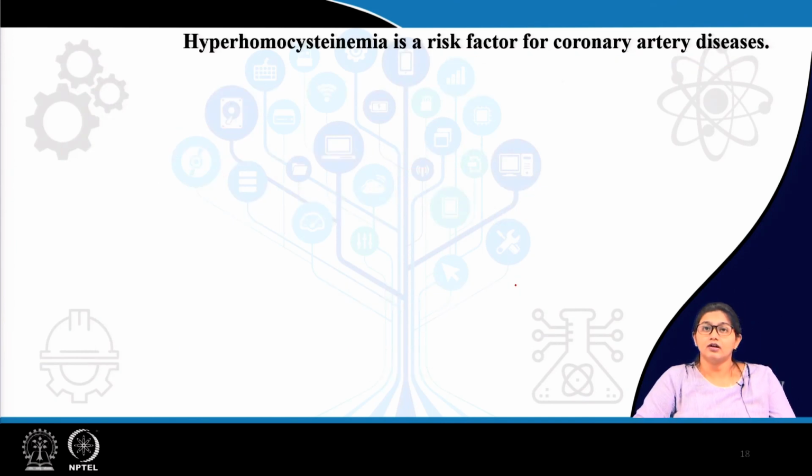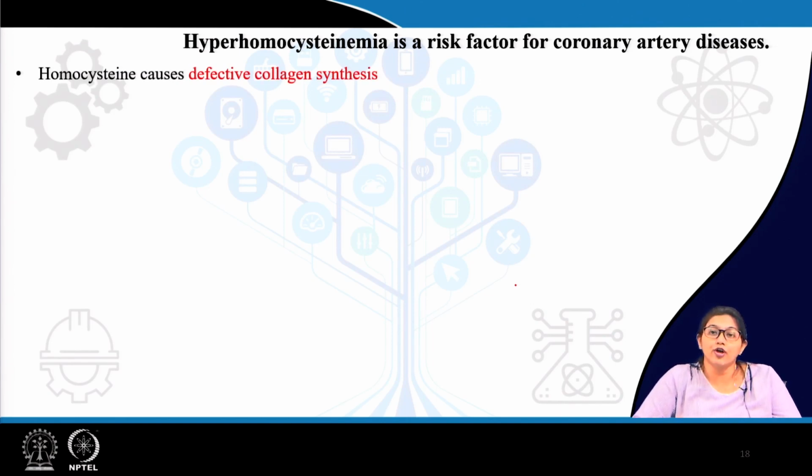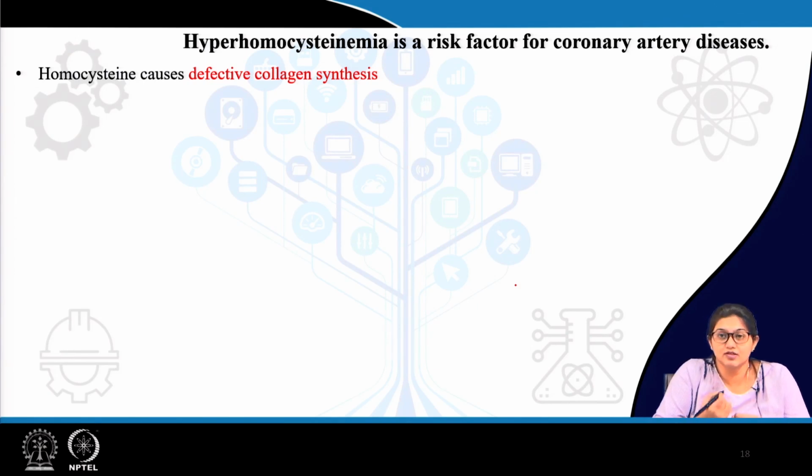Now, why is hyperhomocysteinemia or increased homocysteine a risk factor for coronary artery disease? Because homocysteines are considered as prothromboembolic molecules. Now, how is the coronary artery disease propagated via homocysteine?